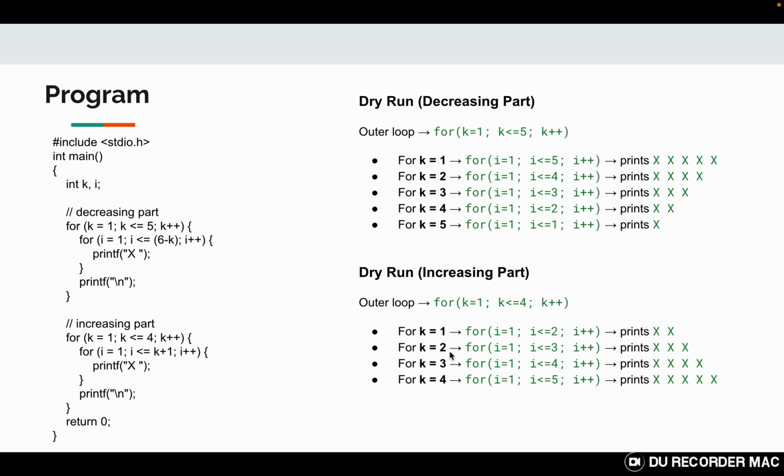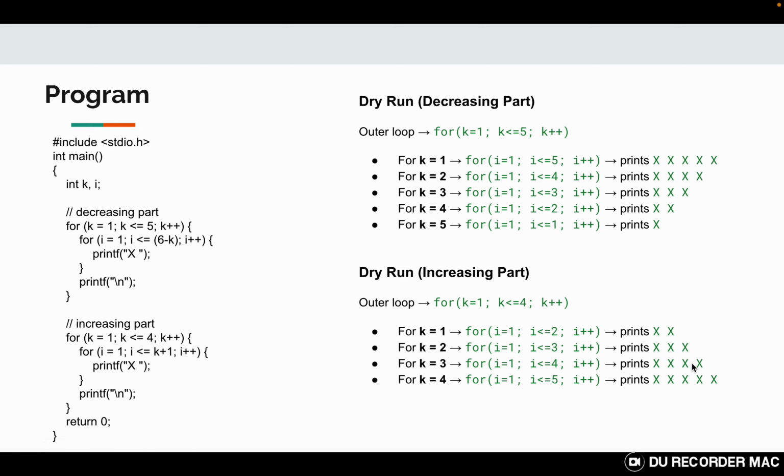Then again there is a new line, the cursor will move from here to here, and then k value becomes 2. When k value becomes 2, 2 plus 1 is 3, so i less than or equal to 3. This for loop will run 3 times and will print 3x. And then the cursor is here, then it will go to the printf backslash n, which means the new line, the cursor will come here, and then the k value will become 3. When k value becomes 3, 3 plus 1 is 4, so i less than or equal to 4, that means this loop will run 4 times.